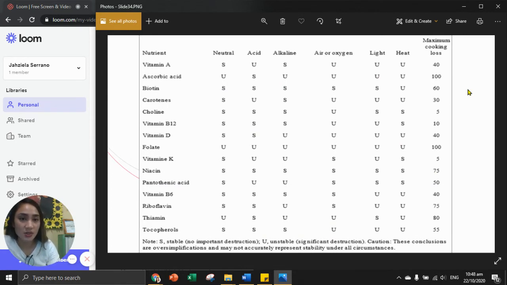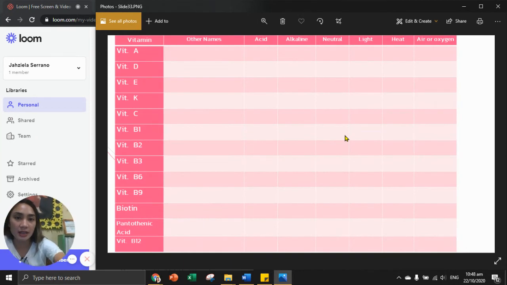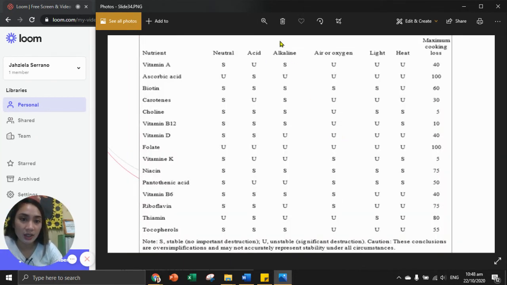So, this is also the table. However, medyo ginumble ko lang siya. No? So, ito yung nasa worksheet natin. Tingnan nyo kung napansin nyo, nauna yung sa acid. Dito, yung neutral nandito sa side na to. No? So, upon neutral, so yung S natin, note here that S is stable. Ibig sabihin, there is no important destruction. U is unstable, significant yung destruction niya.